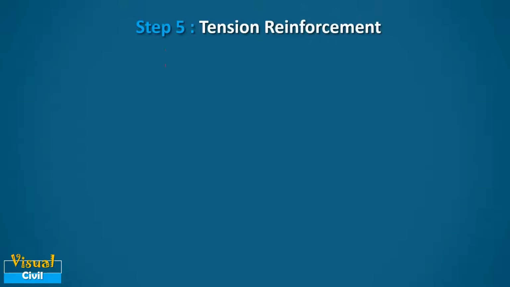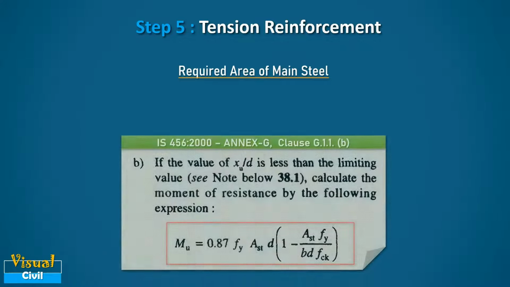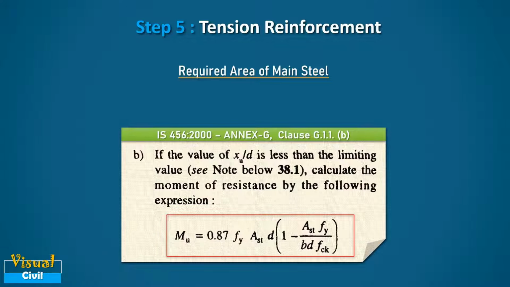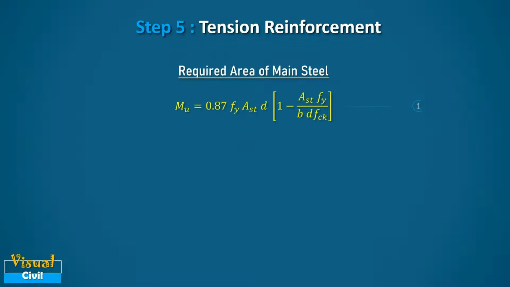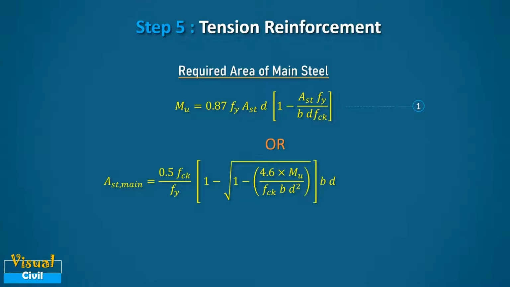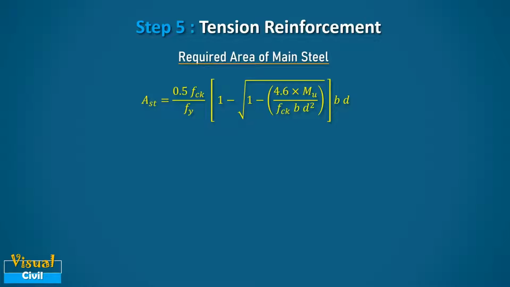After knowing the adequacy of the thickness of slab, let us compute reinforcement on the tension side of the slab in next step. The area of steel required for the design bending moment can be calculated by referring to the formula given in clause G 1.1b, annexure G of IS 456-2000. This formula results in a quadratic equation. Otherwise, you can also use the simplified equation number 2 to calculate area of steel. Let us use equation number 2 to compute the required area of steel.